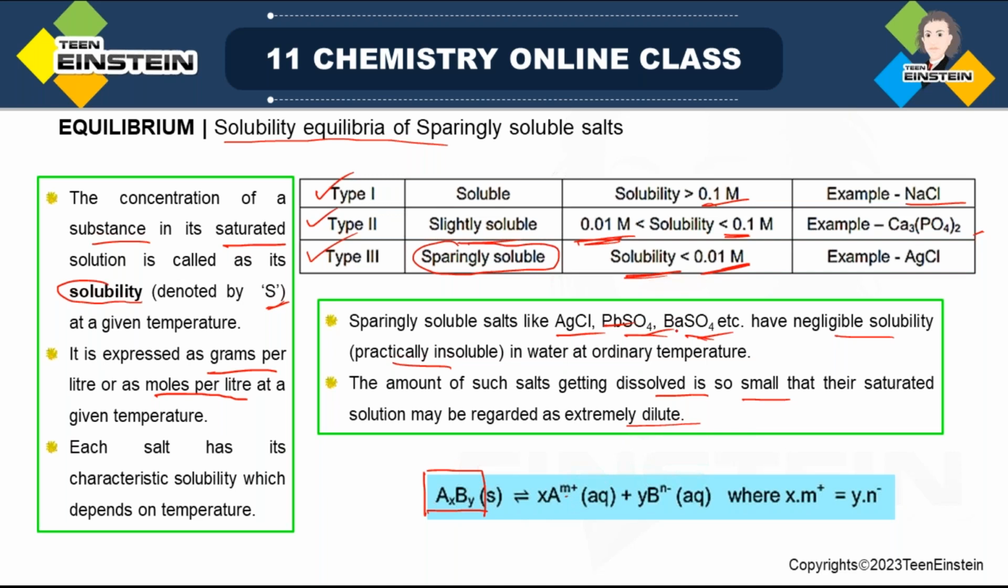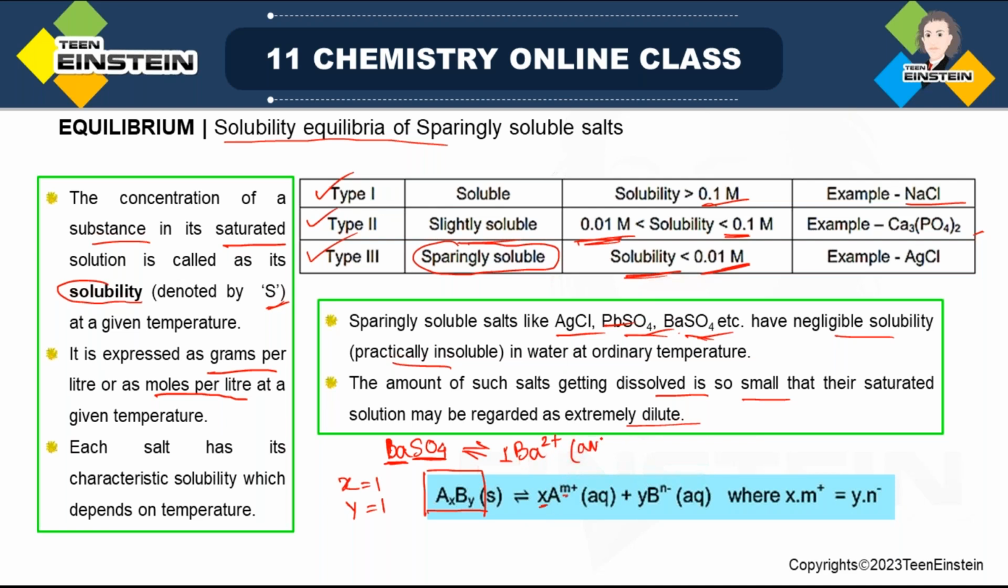Now you can compare it with BaSO4. Suppose I am writing here BaSO4. In this case, this part is A, this part is B. Here, in case of BaSO4, x is 1, y is also 1, because both cation and anion are present just once. Once it is dissociated, barium will have charge 2 plus. Just compare here, x value is 1 and m value is 2.